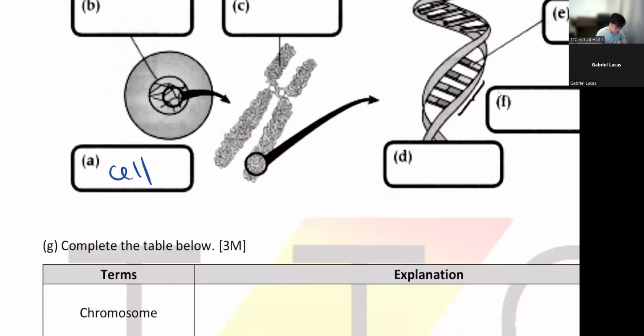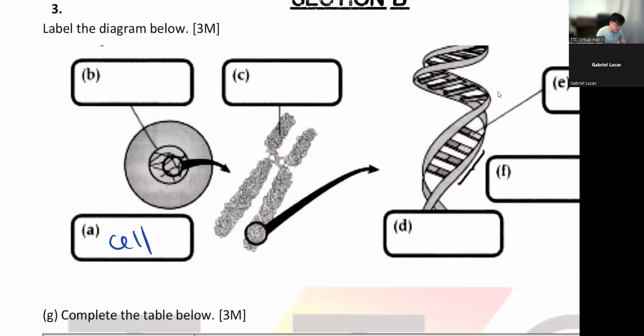A is a cell. You have many cells in the body. This is not your main concern. And of course, in your cell, you have a nucleus. So what is C? One whole thread. Yes, good. That's your chromosome. And then what is your D? When you pull out one strand of chromosome, what is it called?